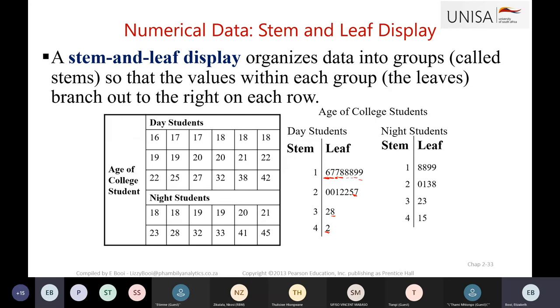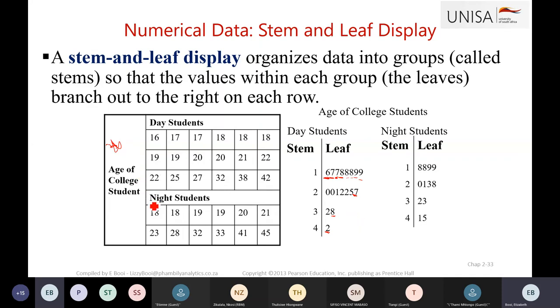From your stem and leaf plot, they can ask you a question like, what is your highest value? They can ask it even on the table like this, to say, what is the highest value? What is the second highest value? What is the last highest value? What is the smallest value? What is the middle value? They can ask you as many questions on this, which you can answer using the table.